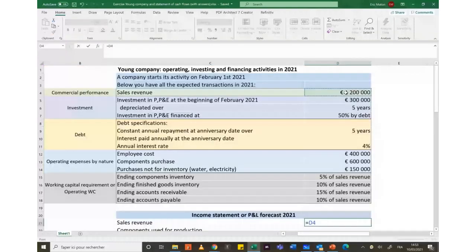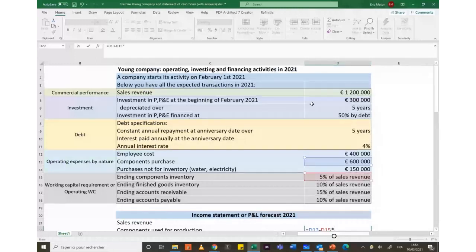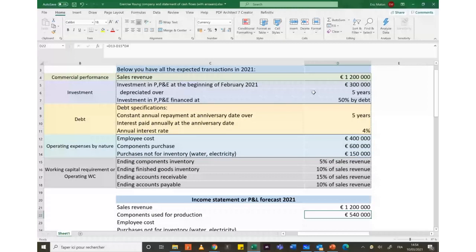So we expect 1.2. Now the components used for production is equal to what you purchase plus the opening components inventory, but we don't have opening components inventory. We don't have the information here. So we suppose we don't have opening components inventory, but we know that at the end, we expect the equivalent of 5% of the sales revenue in the components inventory. So here it is expressed in function of the sales revenue.